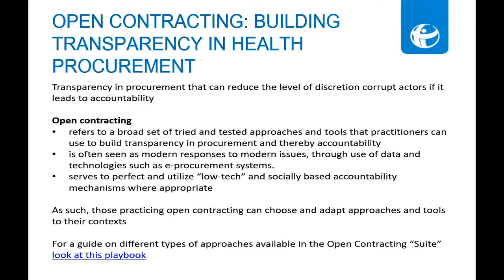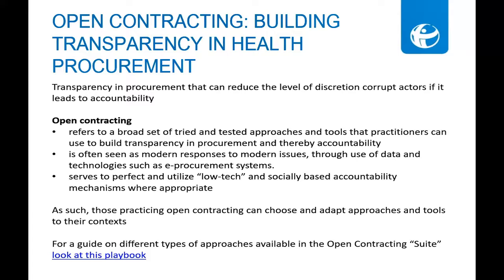So what can we do about corruption in healthcare procurement? So at TI, we've been working on something called open contracting. And the way I define open contracting is it's essentially a modern brand for transparency in procurement. It's essentially a term for a suite of different approaches for improving accountability in procurement and thereby reducing corruption. And in the case of the TI Health Initiative, we're applying this to the health sector.